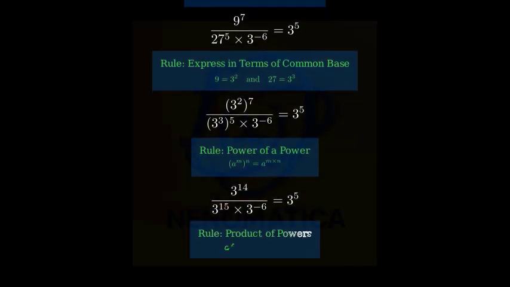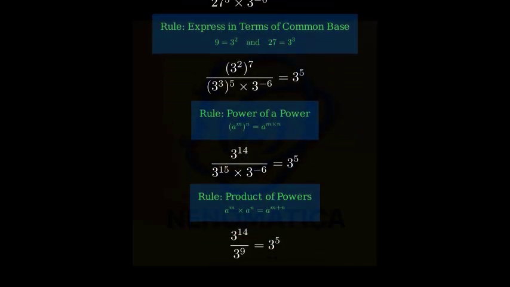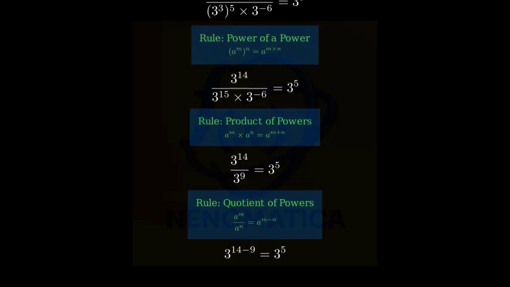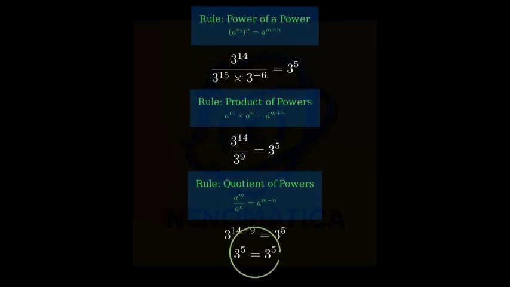In the denominator, we have a product of powers with the same base. When multiplying powers with the same base, we add the exponents. So 3 to the 15th power times 3 to the negative 6th power equals 3 to the 15 minus 6th power, which is 3 to the 9th power. Now, when we divide powers with the same base, we subtract the exponents. So 3 to the 14th power divided by 3 to the 9th power equals 3 to the 14 minus 9 power, which is 3 to the 5th power. Simplifying, we get 3 to the 5th power equals 3 to the 5th power.